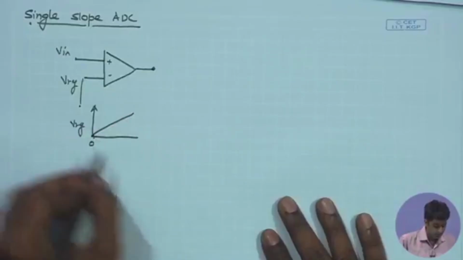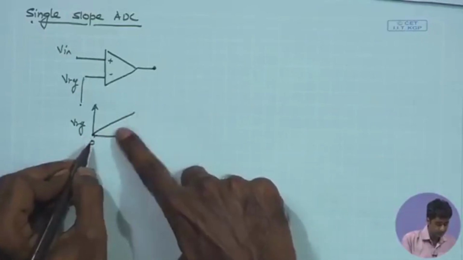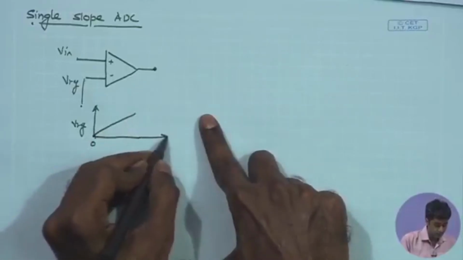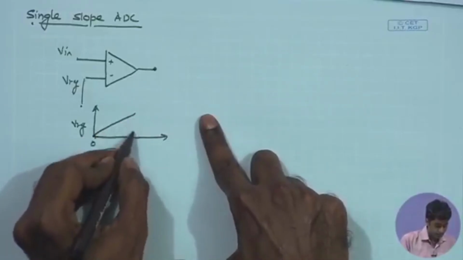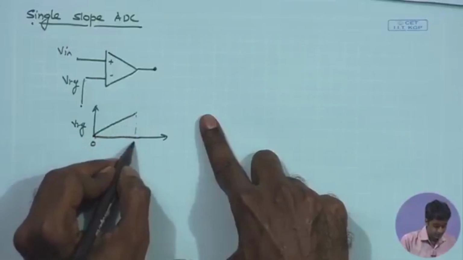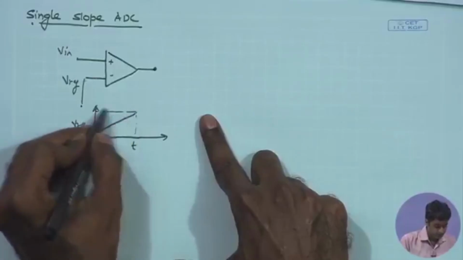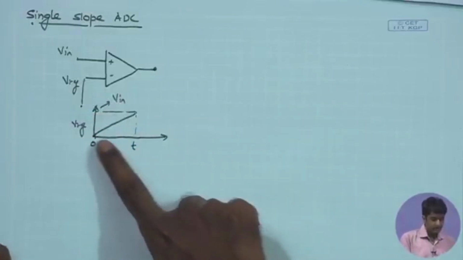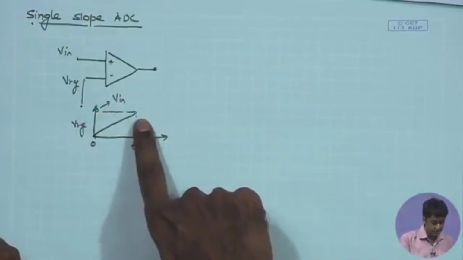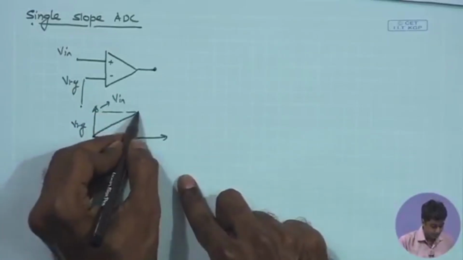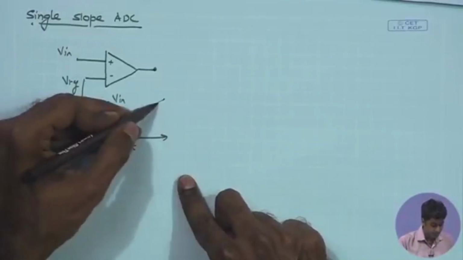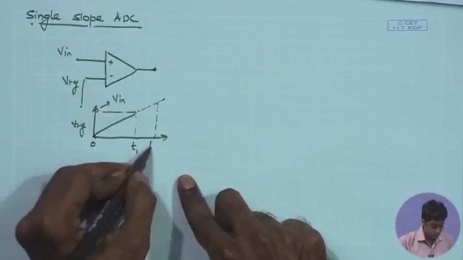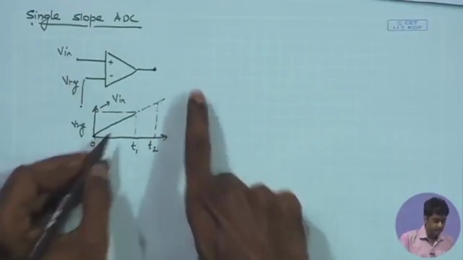So the Vref is supposed to go on increasing with a constant slope ideally, and we are interested in finding out the time at which Vref crosses the Vin. If the Vin is larger, then of course Vref will take longer time to reach Vin.